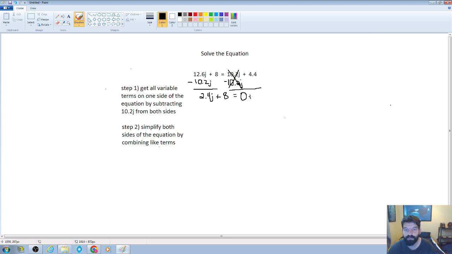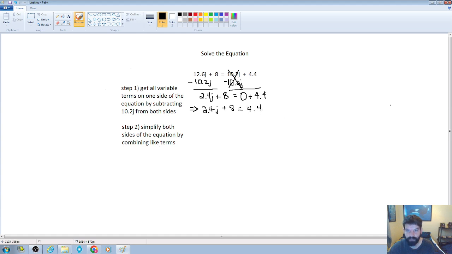That allows a student to see where those terms are going, to relieve a little bit of anxiety if they see a term disappearing. But in reality, we want that cancellation to happen because it gets us one step closer to solving for our variable. So I'm going to simplify one more step by accounting for that 0. We have 2.4j plus 8 is equal to 0 plus 4.4, which is just 4.4.